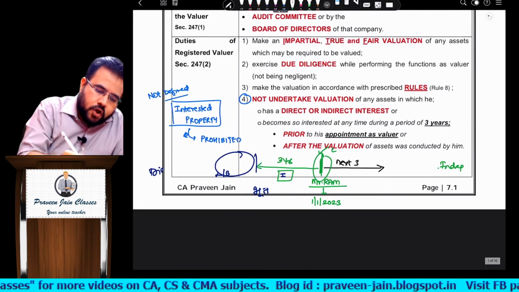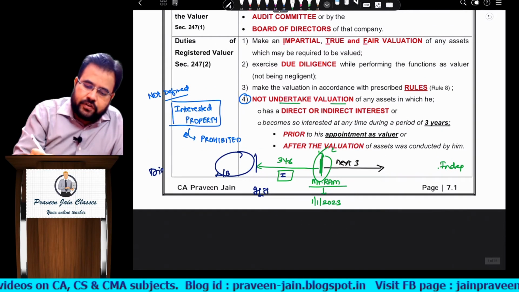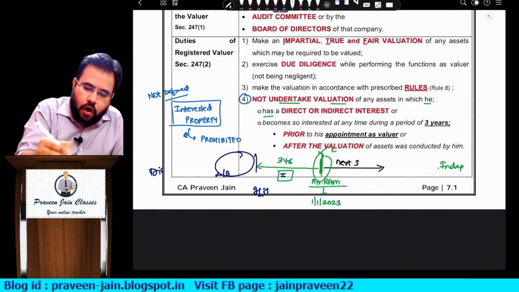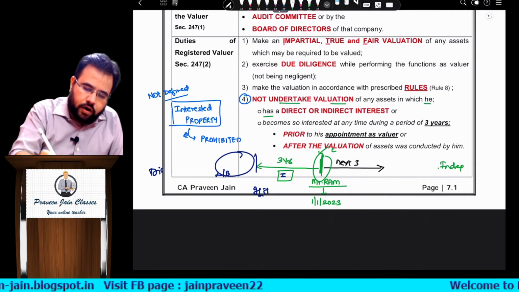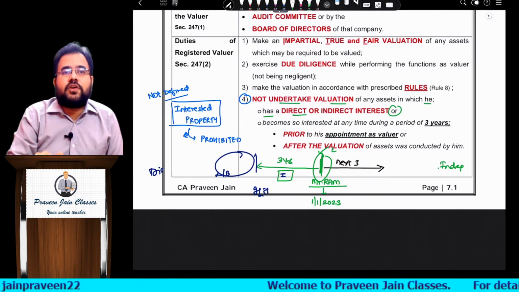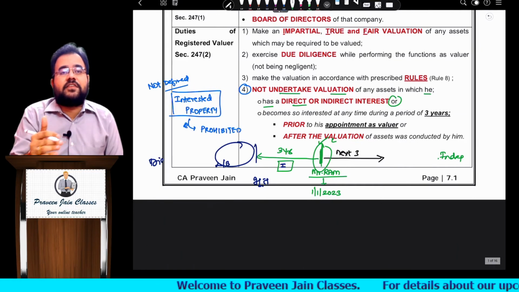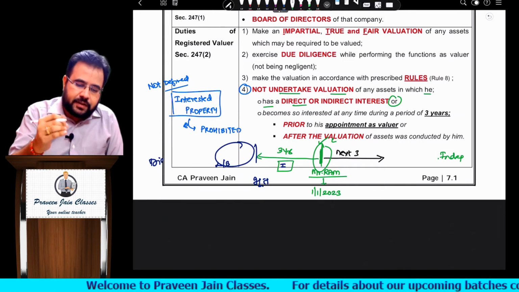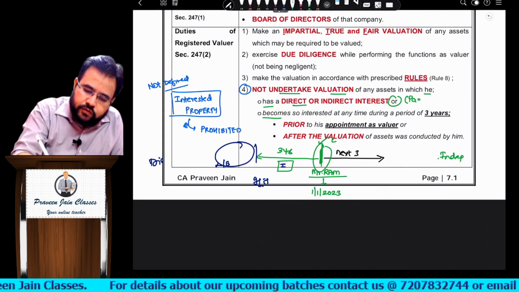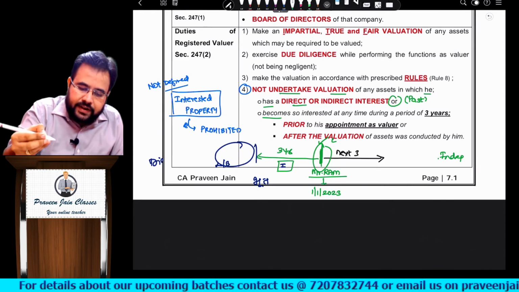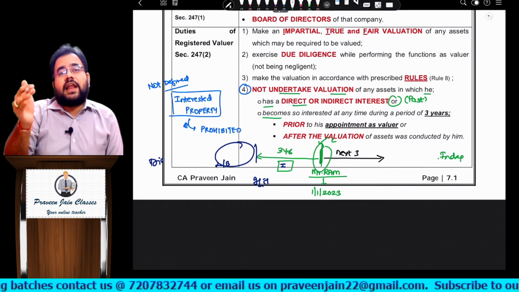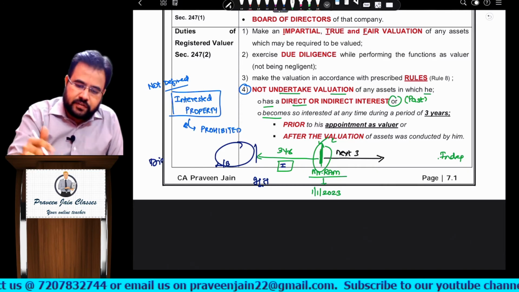Okay, let's see this. Not to undertake valuation of any asset in which he has a direct or indirect interest. Or can I say either you are the owner of that property or your relatives were the owner of the property, sir. Now indirect interest is not defined here, it's a very, very wide term, sir. Okay, or becomes so interested. So can I say this word we are using for past, becomes so interested at any time during a period of 3 years, sir. Okay, so neither past mein nor future mein, sir, for 3 years, sir.